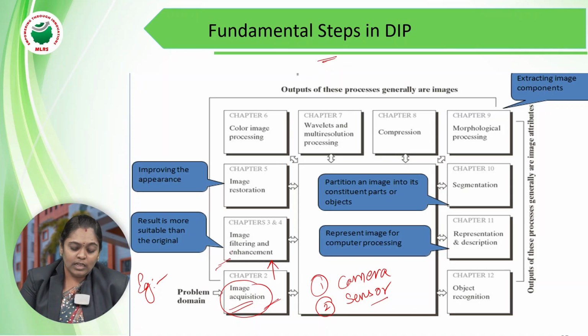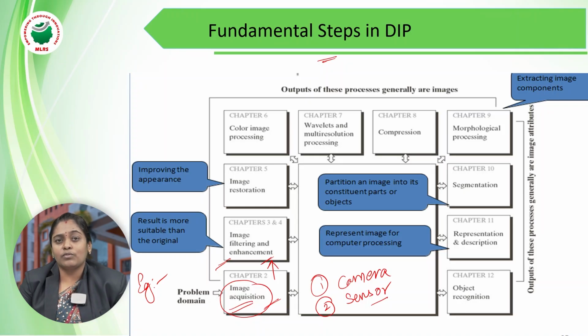That is the reason image enhancement is subjective in nature: one person's perception varies from another person's perception. In image enhancement, we are improving the quality of an image, that is, increasing or decreasing the brightness and contrast levels. All those things come under image enhancement.